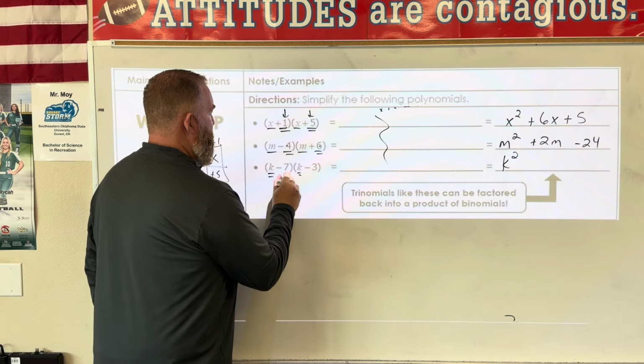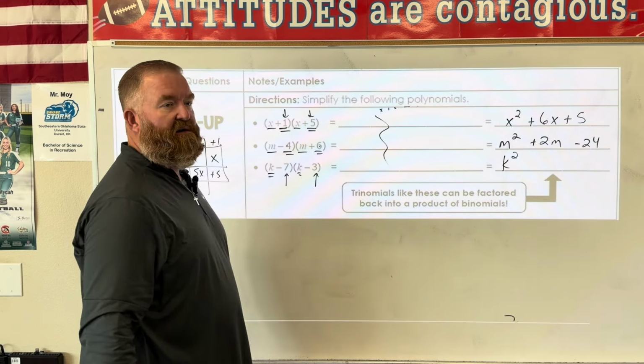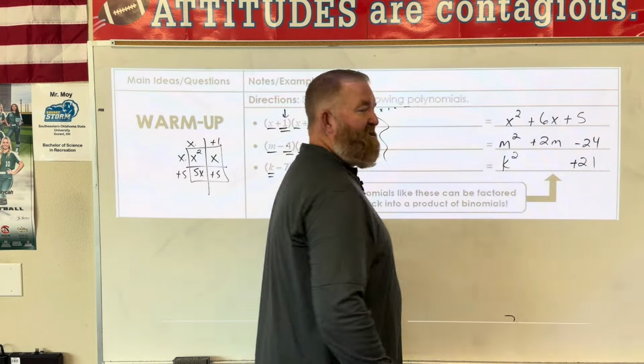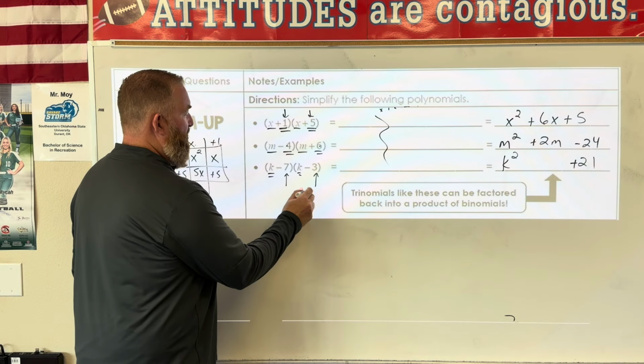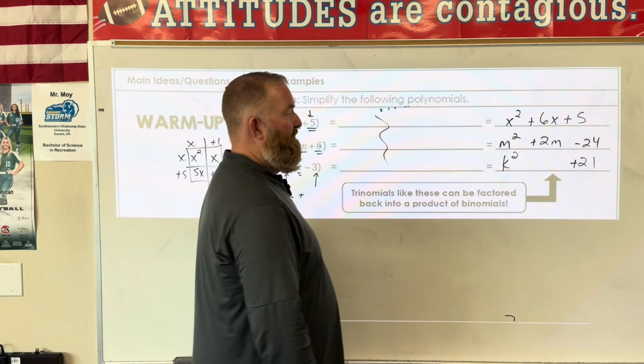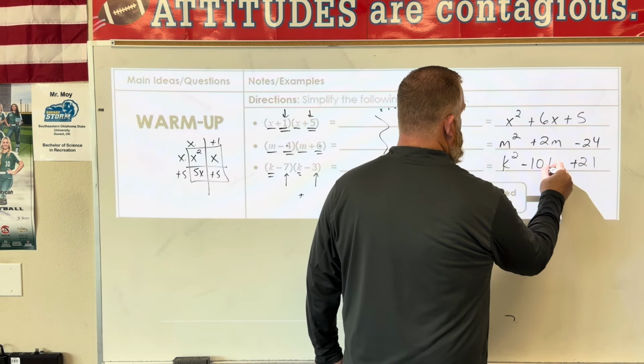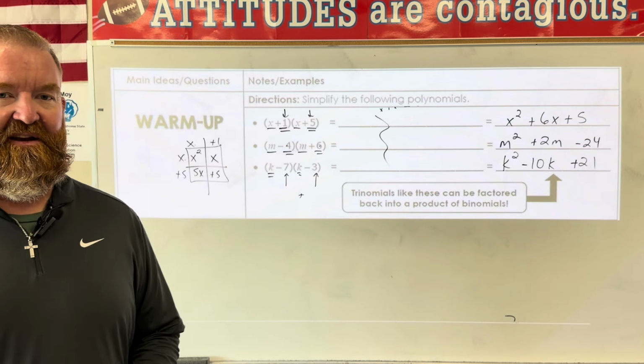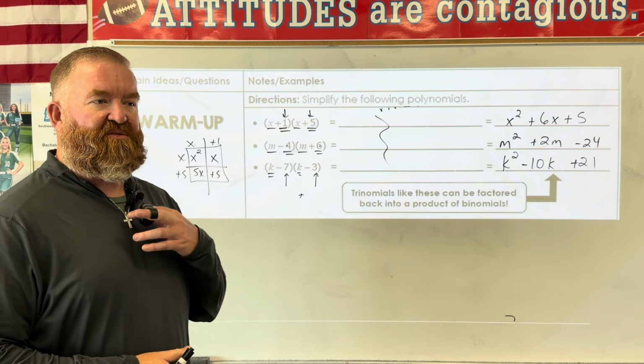What is negative 7 times negative 3? Positive what? Positive 21. Now let's add those numbers together. What's negative 7 plus negative 3? Negative 10 what? Negative 10k. Okay? It's kind of a little shortcut, isn't it? You multiply them and then you add them.